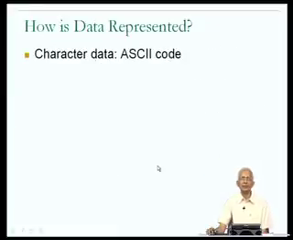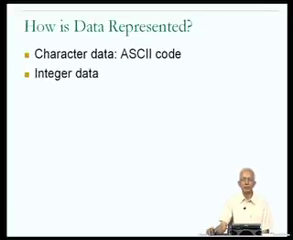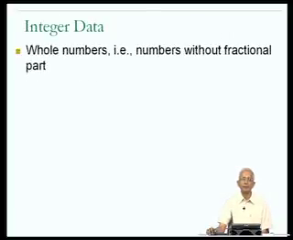Okay, so as we've seen, the character data is represented using the ASCII code. Now, next let's move on to integer data. So we all know what integer data is. Integers are whole numbers, and what I mean by a whole number is a number without a fractional part. So examples of integers are 6, -3, 0, etc.